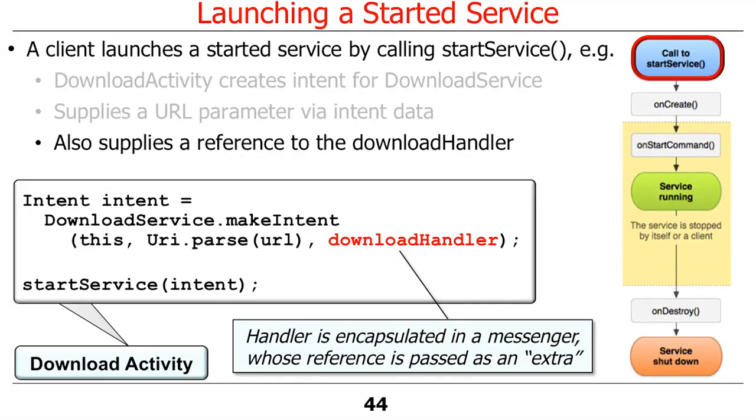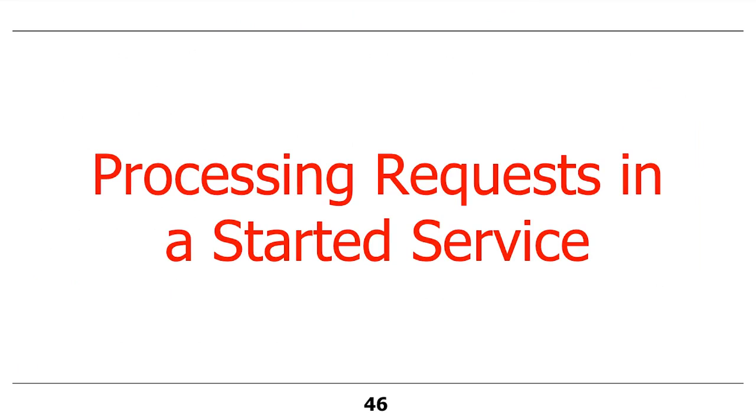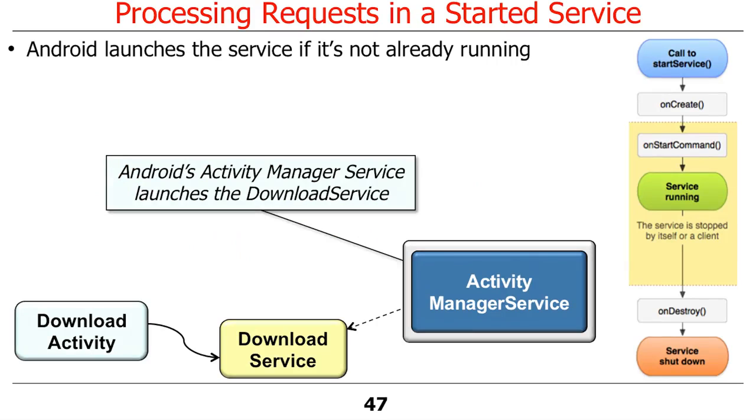and that messenger's reference is then passed as an extra with the intent. And finally, the start service method is called passing in the intent. Note, this is an asynchronous call, so it doesn't block the client while the download service runs. Let's now talk about the step involving processing requests in a started service.